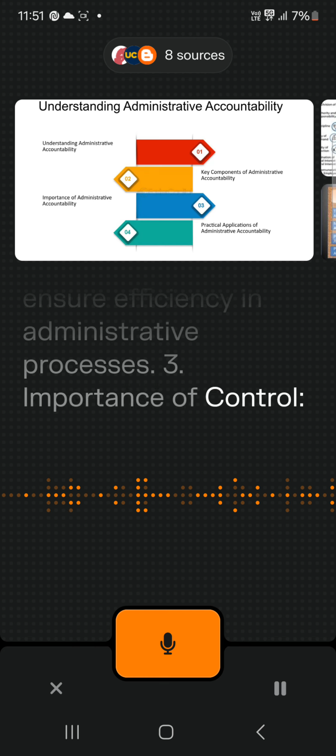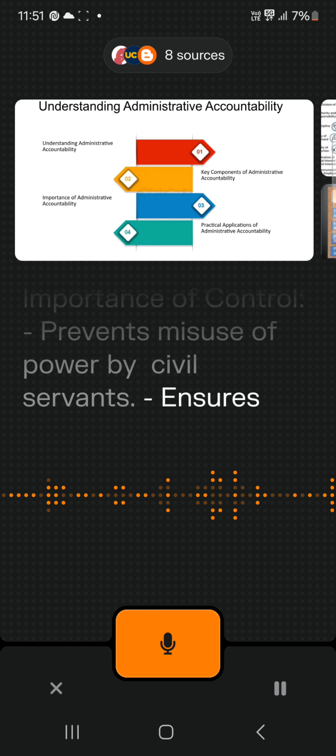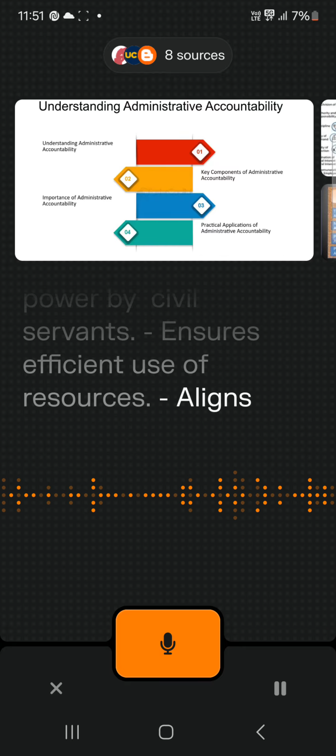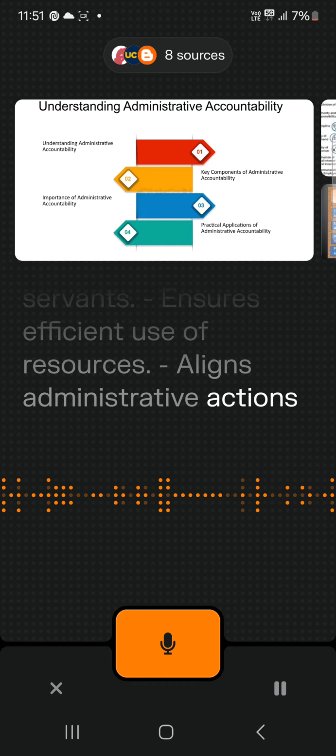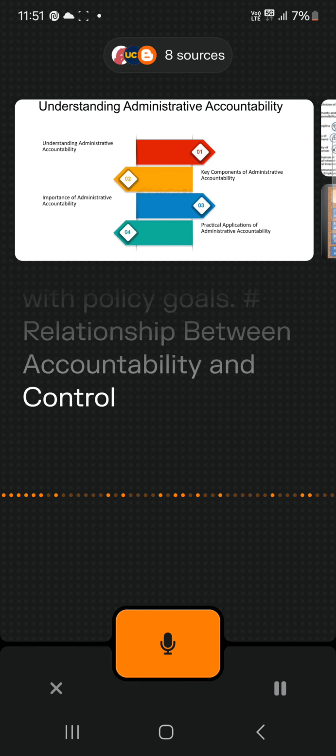3. Importance of control. Prevents misuse of power by civil servants. Ensures efficient use of resources. Aligns administrative actions with policy goals. Relationship between accountability and control.